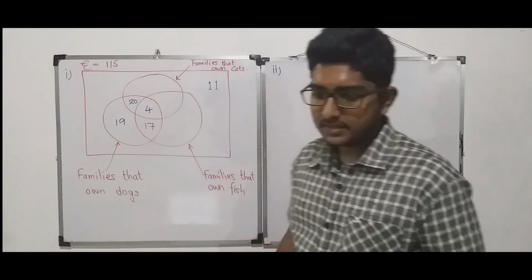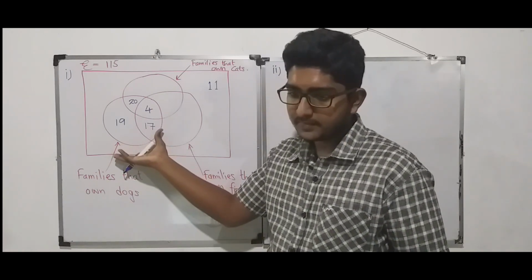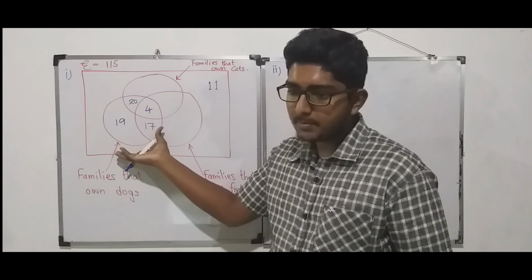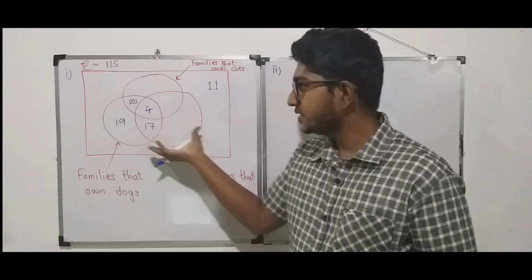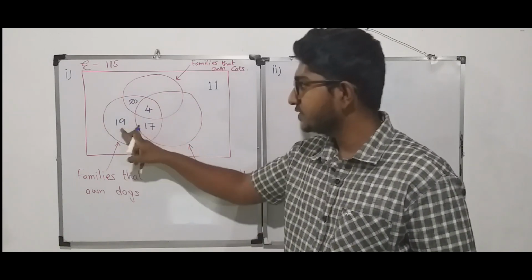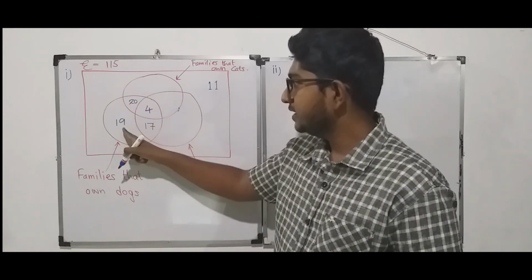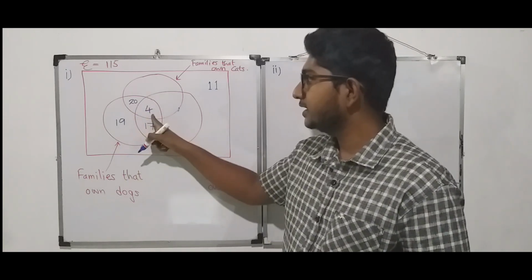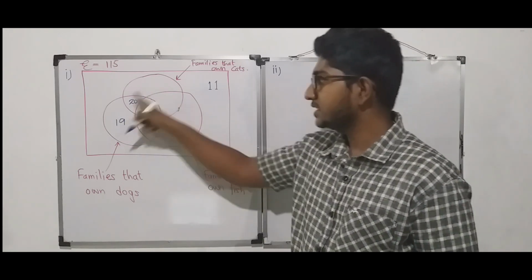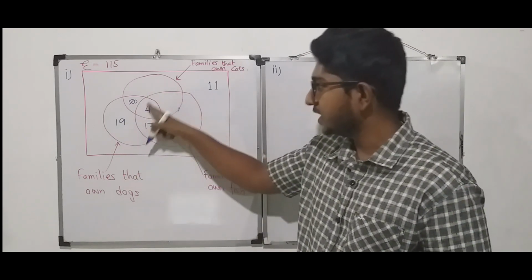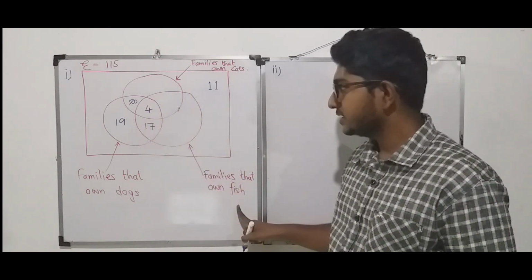I repeat, the number of families that own dogs is twice the number of families that own fish. So this value is twice of this. What is the sum of these 4? First let us find that. 20 plus 19, 39, 39 plus 4, 43, 43 plus 17, 60. So 60 is twice the number we have to put into this circle.